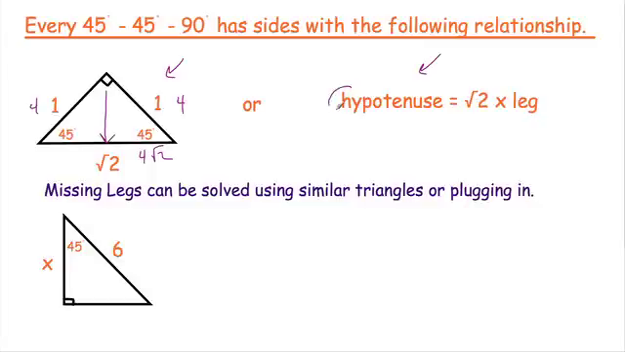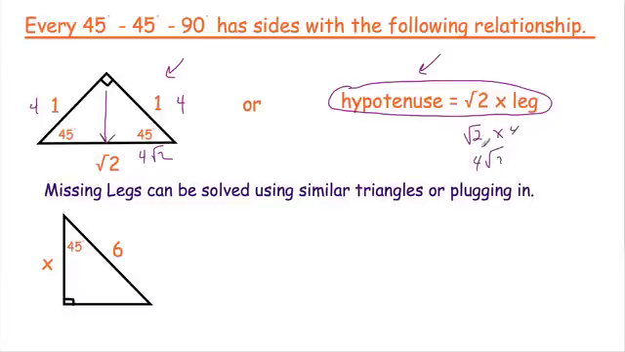If you want to find that, you could use the formula as well. Same thing. Say my leg was 4, so radical 2 times 4 is 4 radical 2. You can use either one you want. In fact, I'll show you both ways. Let's use similar triangles first. I'm going to draw the similar triangle, and I know its sides are 1, 1, radical 2. So I'm going to use a proportion.